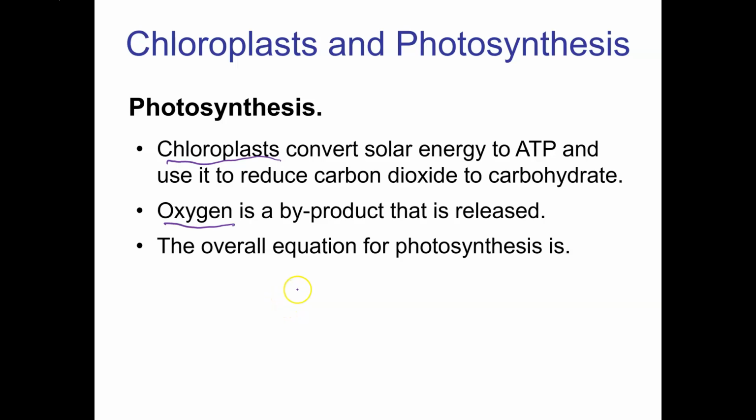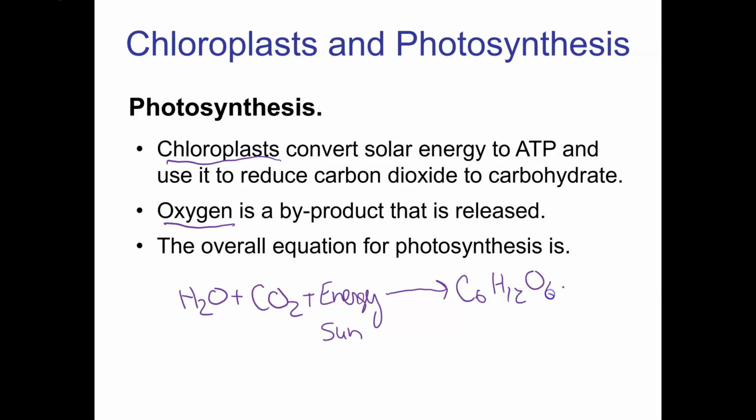And so if you're looking at photosynthesis, the equation would be H2O plus CO2 plus energy, and this would be from the sun, produces C6H12O6 plus 6O2. And I guess I should put this over here: 6CO2 and 6H2O. And so this is what the reaction looks like. And this is, again, glucose, oxygen, carbon dioxide, and water, okay?